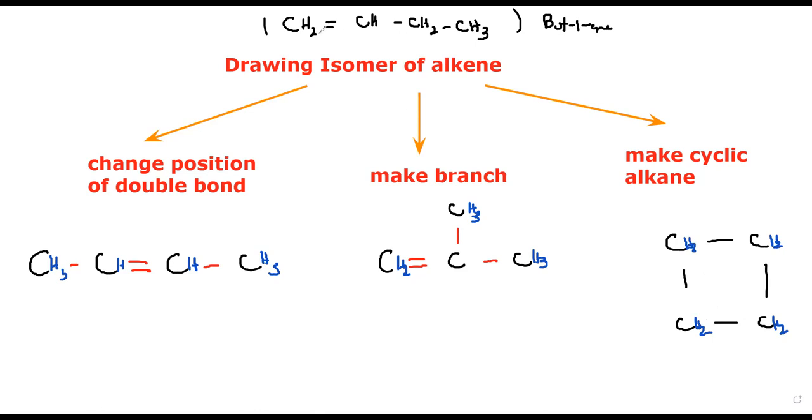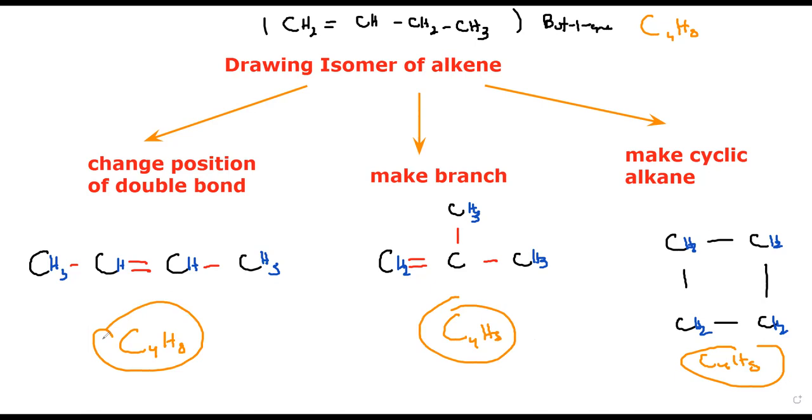Why do we call them isomers of the top one? Because what is the molecular formula of this? It was C4H8. When I write the molecular formula of this one, it is also C4H8. What is the molecular formula of this one? C4H8. So when compounds have the same molecular formula but different structures, we call them isomers. So in the question, they ask, draw an isomer of alkene which is branched.